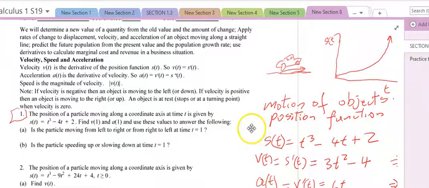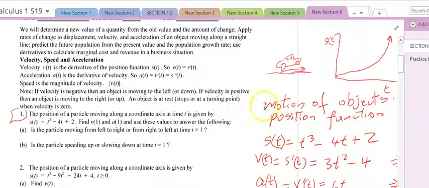So let's look at a couple of examples. The position of a particle along a coordinate axis at time t is given by s of t equals t cubed minus 4t plus 2. Find v of 1 and a of 1, and then use these values to answer the following. A, is the particle moving from left to right or from right to left at time t equals 1? B, is the particle speeding up or slowing down at time t equals 1?